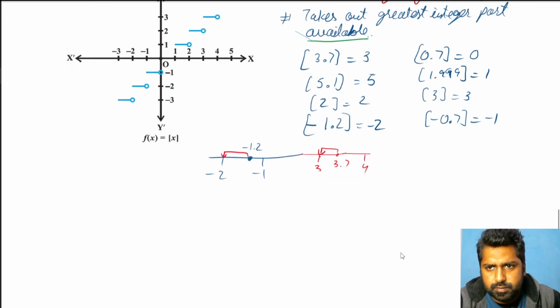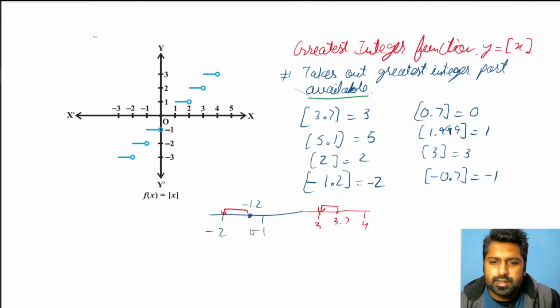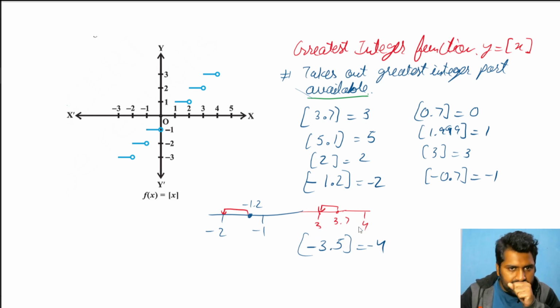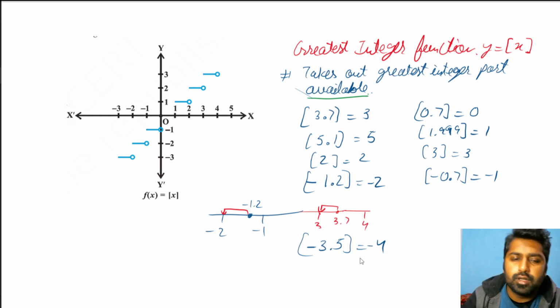I think that pretty much, I hope, explains it. I'll take a few more examples. Minus 3.5, let's say. So that is an integer which is less than minus 3.5. That's minus 4, not minus 3. Usually students have trouble with the negative working of this greatest integer function.